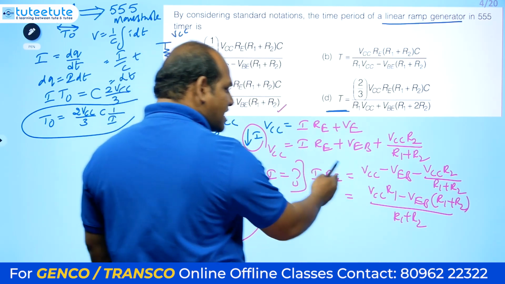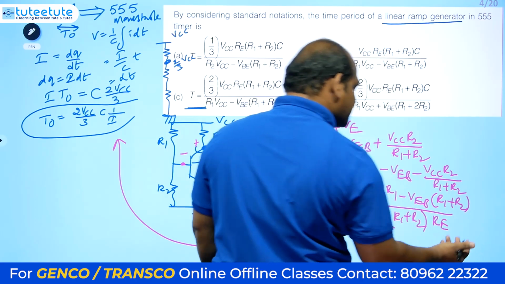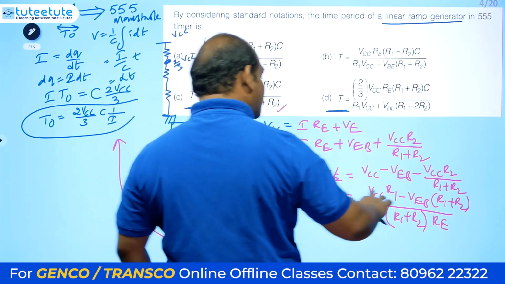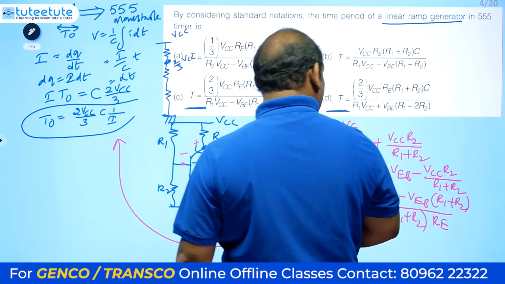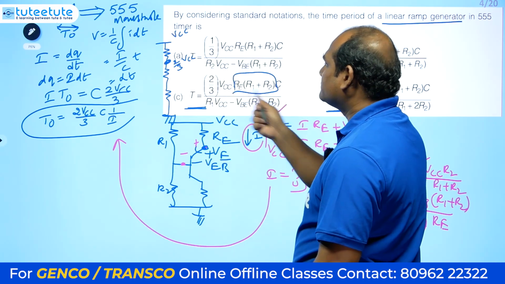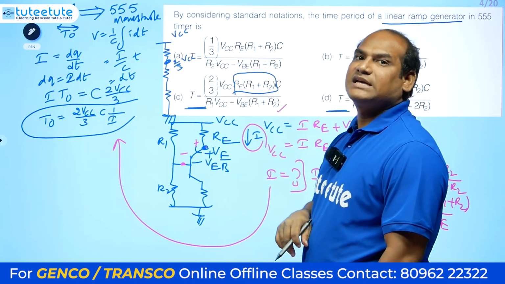Send this RE this side also and inverse this one, because here we need 1 by RE. So if you inverse this one, R1 R2 into R1 plus R2 into RE, you see here it is available. And the remaining part you can see in the denominator. So option C is the correct option.